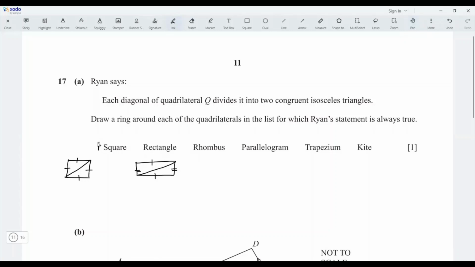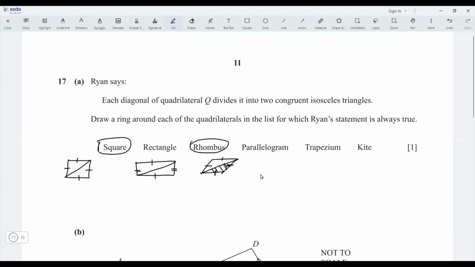What about the rhombus? The rhombus is basically a square that is tilted, means although the sides are equal. In this kind of shape, when we draw the diagonals, we can see these two sides are equal, and this triangle is congruent to the other one as well. So the rhombus is proving this.